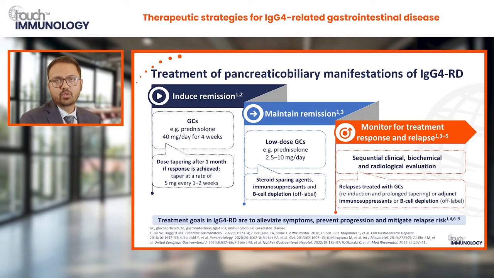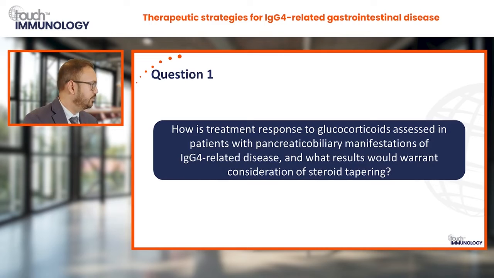So the first question for you, Professor Löhr, is how do you assess the response to glucocorticoid therapy in patients presenting with pancreaticobiliary manifestations of IgG4-related disease, and what results, either clinical or imaging-wise or biochemical, would you use then to consider starting a steroid taper?